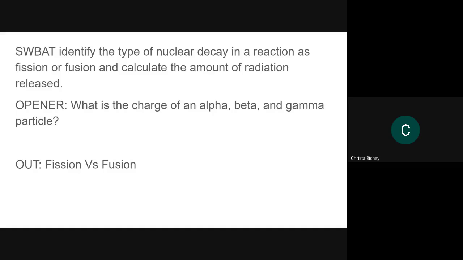For this opener, let me turn the light off. What is the charge of it? Well, first of all, what is an alpha particle? No, pay attention. What is an alpha particle? In radiation, what is an alpha particle? In radiation, we've got alpha, beta, and gamma.